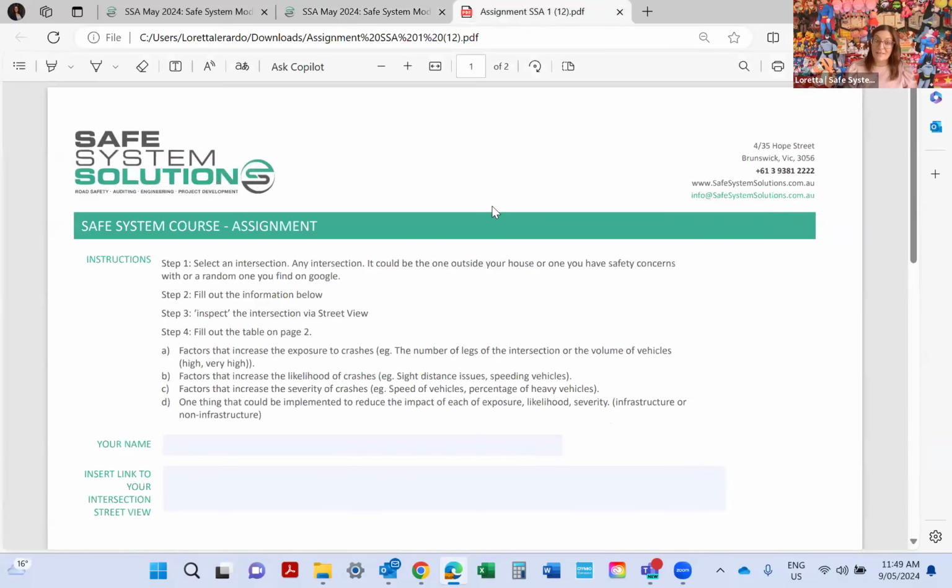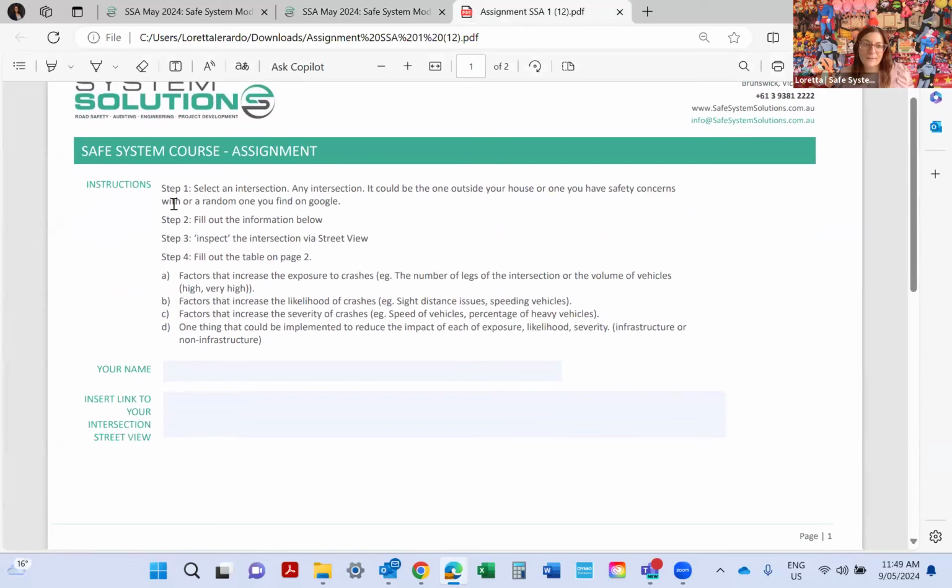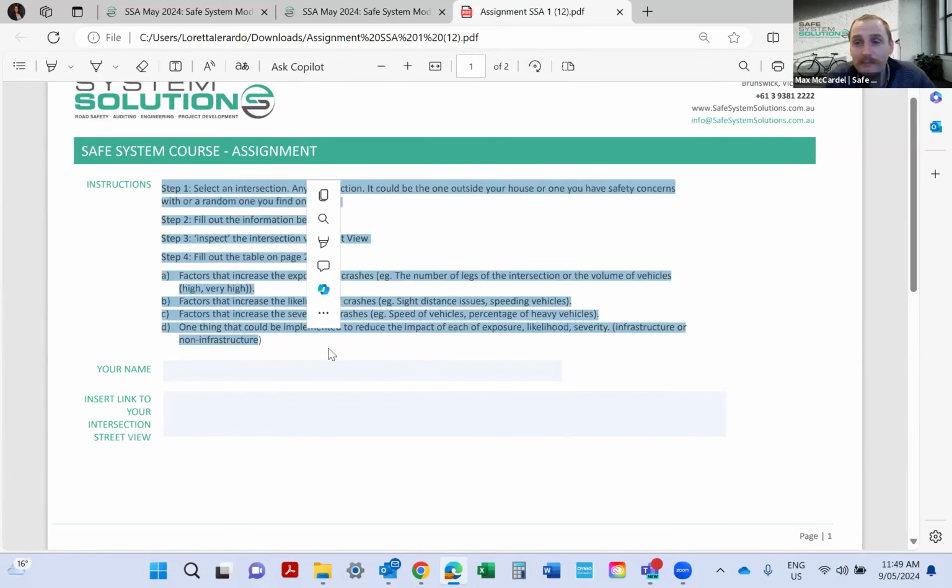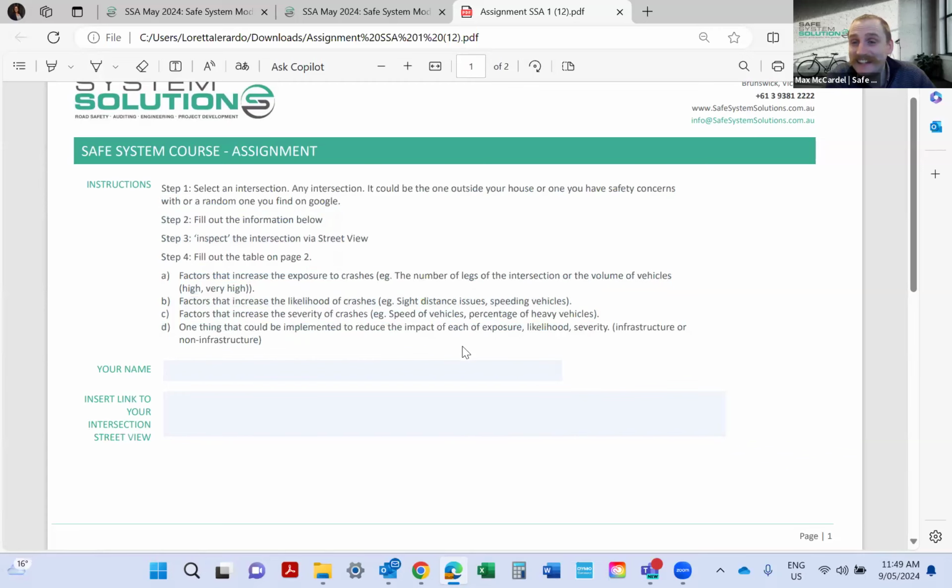So this is basically the assignment. So Max, I'll get you to run through this if you like. Thank you very much. So we've got the instructions there listed at the top. You basically get to pick any intersection. It can be a signalized intersection, it can be a local intersection. Pick something you're familiar with, pick something that you hate driving through, whatever. Do anything that you want to. Can be a random one as well.